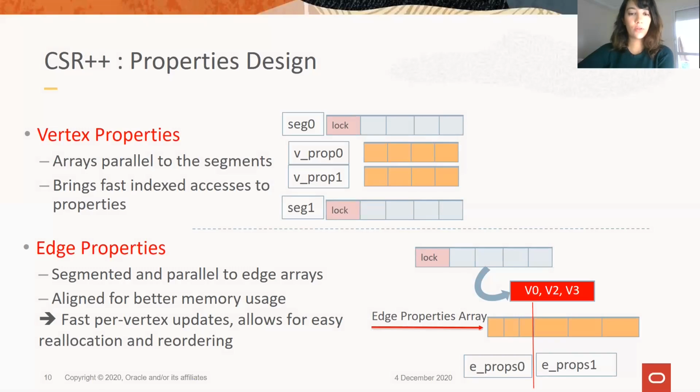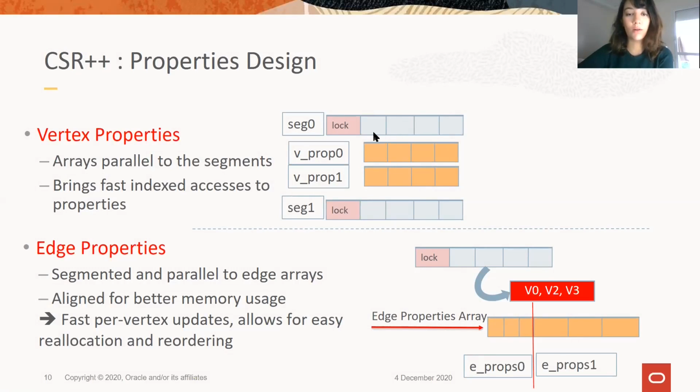We're going to talk in this slide about how CSR++ stores properties. We need to store basically vertex properties and edge properties. In this example, we have 2 segments, and the way we store vertex properties in CSR++ is in arrays that are parallel to the segments. As I mentioned before, each segment holds a vector of pointers, and each pointer points to an array for vertex properties.